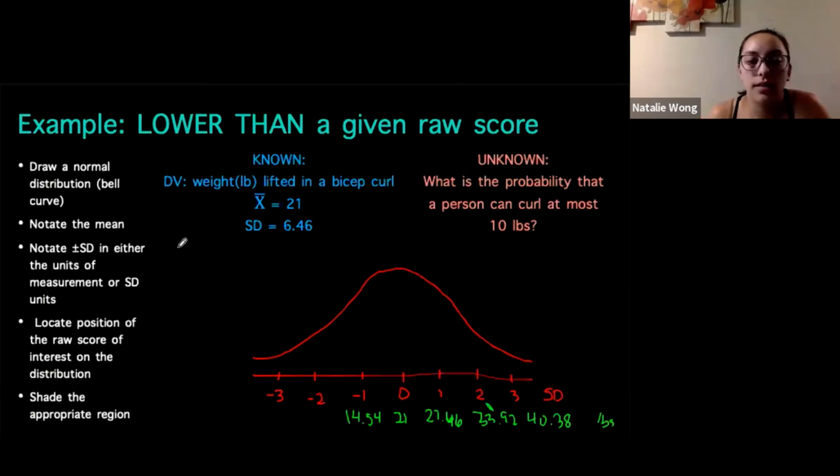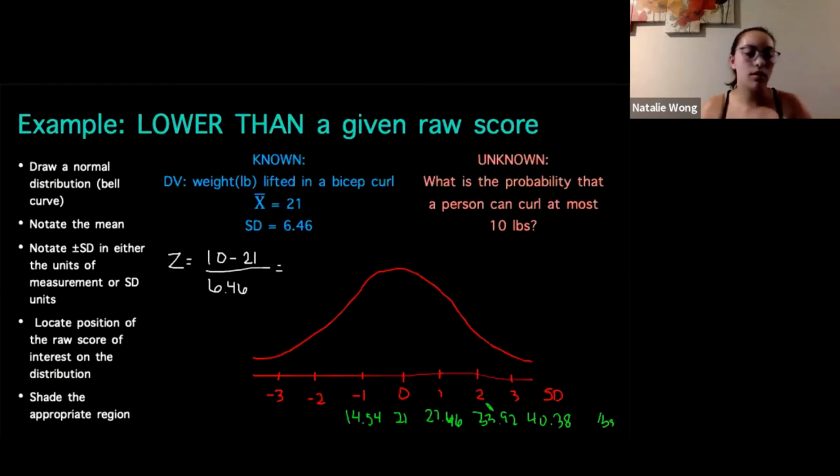The other way is to calculate the z-score. So z is going to be equal to our raw score of interest, which is 10, minus the mean, which is 21, divided by 6.46. 10 minus 21 is -11, divided by 6.46 is -1.70. Rounding is important. If you have a value that comes after this that is above 5, round up.